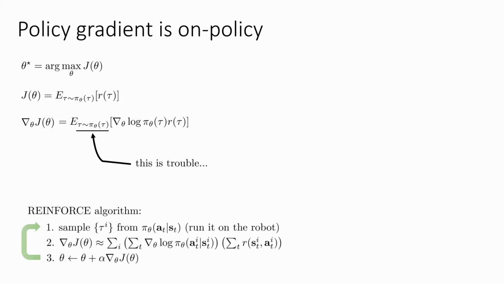So the reinforce algorithm, which I had before, this step 1, which is sample your trajectories from your policy, you can't just skip that step. You have to have it there. If you skip that step, then you're not getting a real policy gradient, and your policy may not improve.